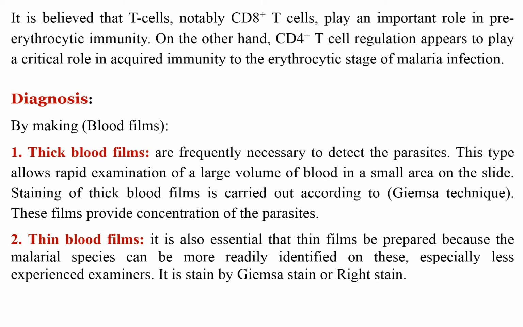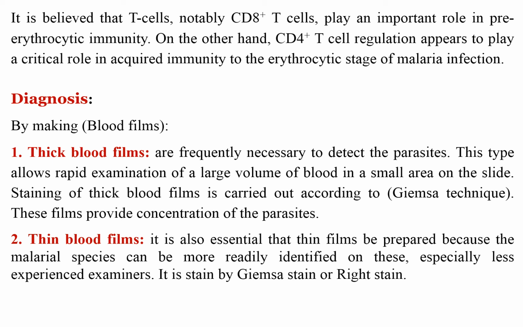Diagnosis. The diagnosis mainly based on the detection of the parasite in the blood sample. So the suitable sample for the diagnosis is the blood sample. We are depend on the preparation of blood films to perform the diagnosis. We prepare two type of blood films: thick blood films and thin blood films. The thick blood films are frequently necessary to detect the parasites. This type allows rapid examination of a large volume of blood in a small area on the slide. Staining of thick blood films is carried out according to Gimse's technique. These films provide concentration of the parasites.